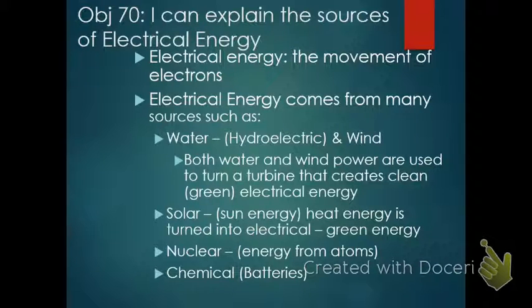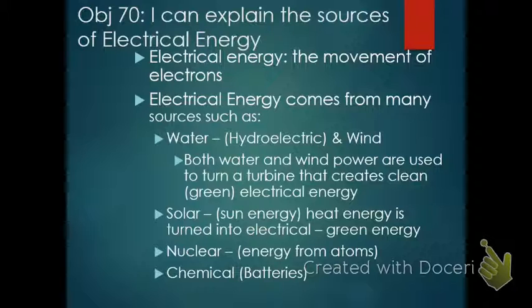Alright, our first objective is we need to know what electrical energy is, and we need to be able to describe the sources of electrical energy. So electricity is just the movement of electrons. Electrical energy is the movement of electrons. Electrical energy can come from many sources. It could come from water or wind.